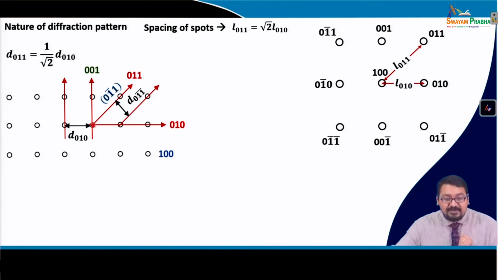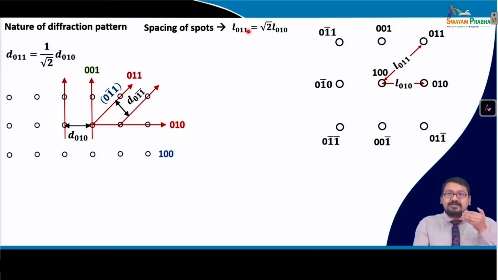On the other hand, if we are looking into this particular plane which is 0 1 bar 1, and the direction to this is 0 1 1, then the distance between these 0 1 bar 1 planes is given by this particular d, right. Now, if we compare this distance with this distance, then d 0 1 bar 1 becomes equal to 1 by root 2 d 0 1 0, whereas this is in the real lattice space. And what happens is that L 0 1 1 equals root 2 L 0 1 0 in the reciprocal lattice space.